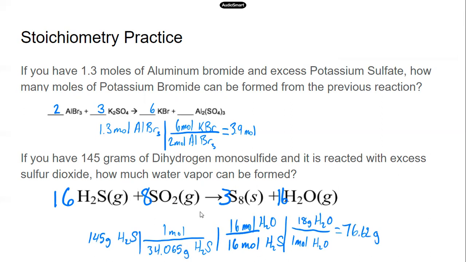And then we use our molar ratio down here as well, just because we need to convert it over to our H2O. So our 16 moles of H2S is also equal to our 16 moles of H2O. Then after that, we're just going to go to our molar mass. 1 mole of H2O is 18 grams of H2O. And after we do that, we're going to get 76.62 grams of H2O, or water vapor.